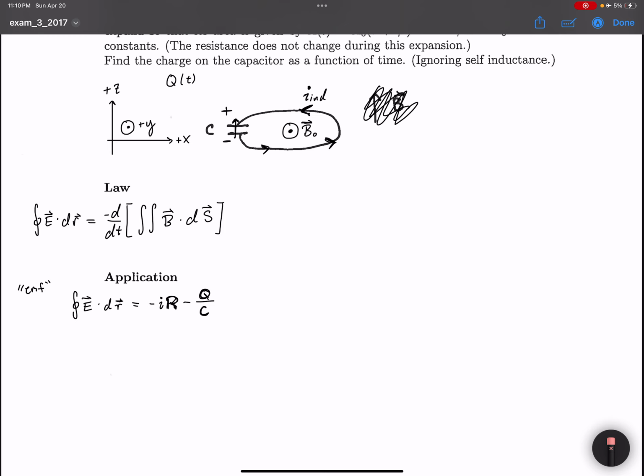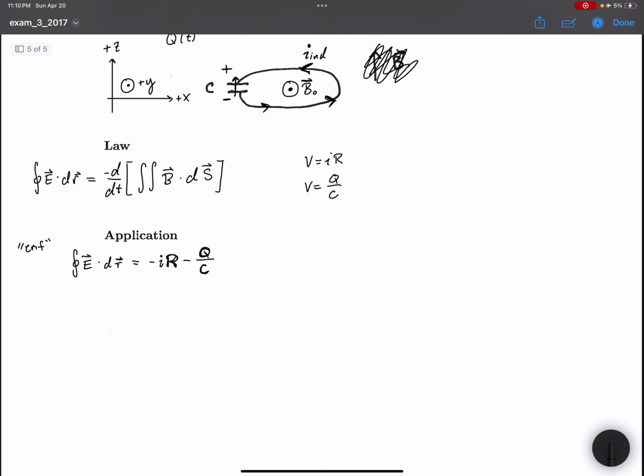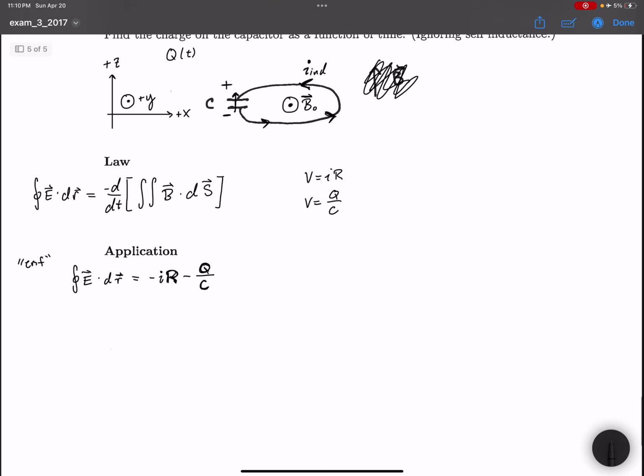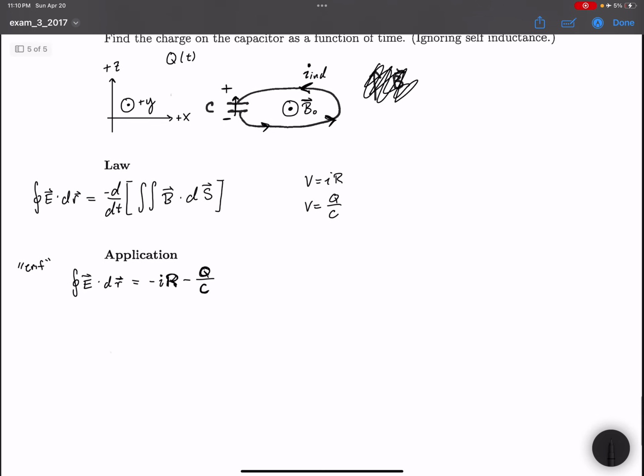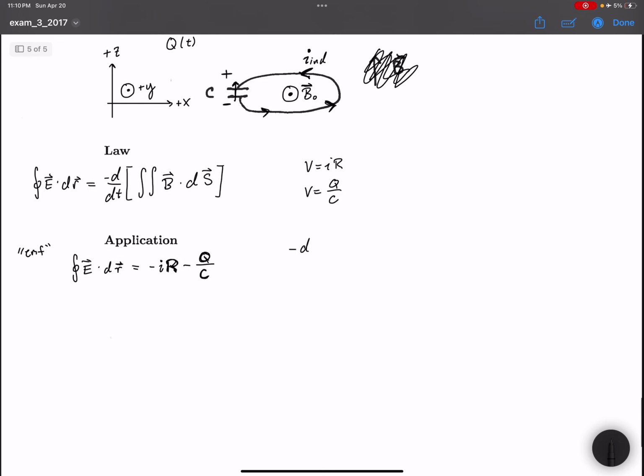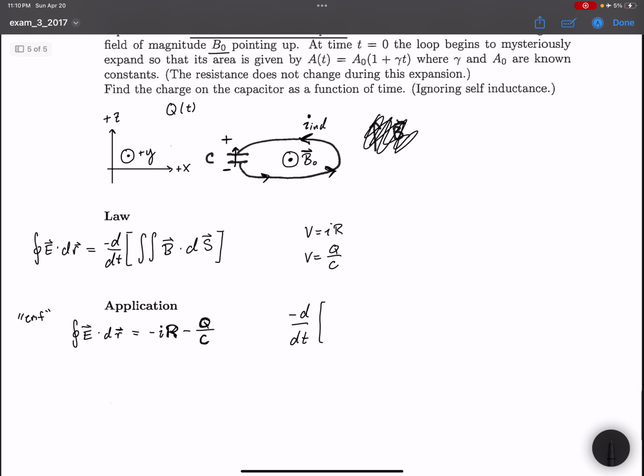Okay, guys. The next step, and I'll just write as well, V equals IR and V equals Q over C. I should probably write those down in the exam. Okay, so the right-hand side of Faraday's law states that we need to be taking the double integral of B naught.